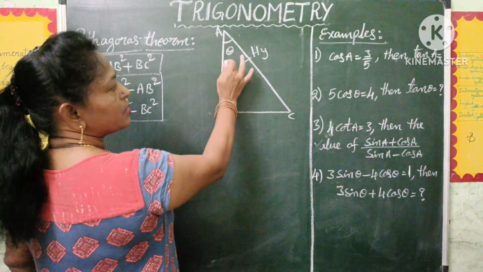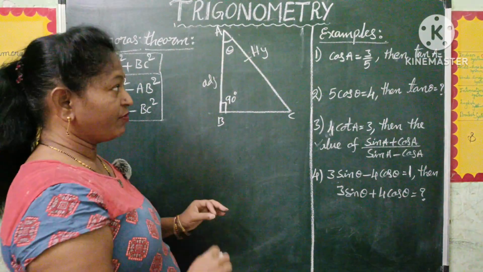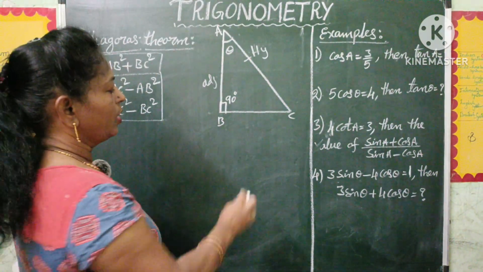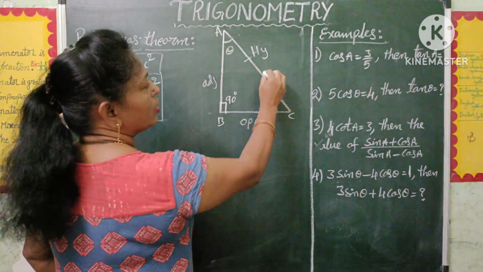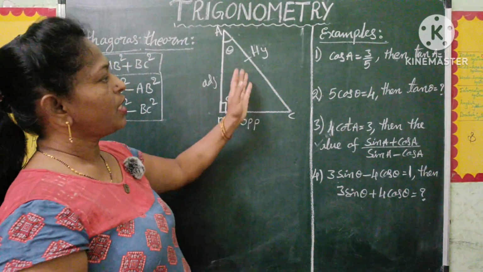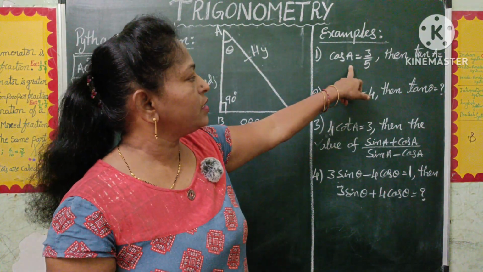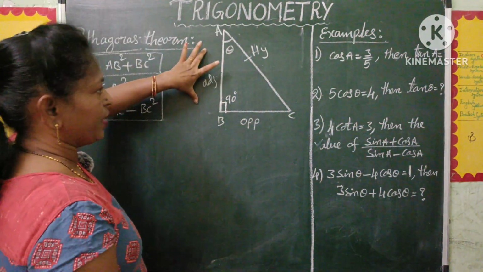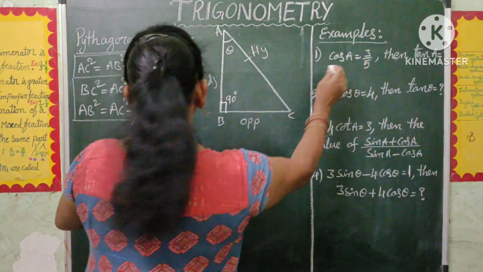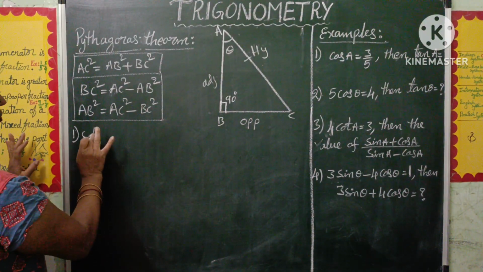Here, AB is adjacent to theta, so it is the adjacent side. First of all, write the sides also. And BC is opposite. The side opposite the right angle is the hypotenuse. Now, the ratio of cos theta is adjacent by hypotenuse. What is the adjacent? AB. So, now I am writing here, first one, solution.